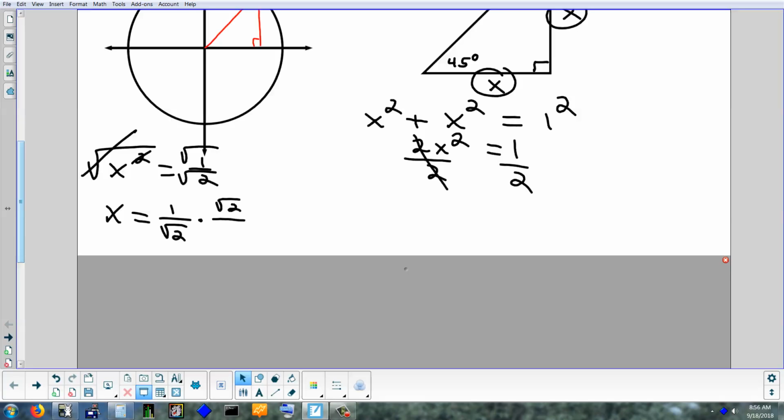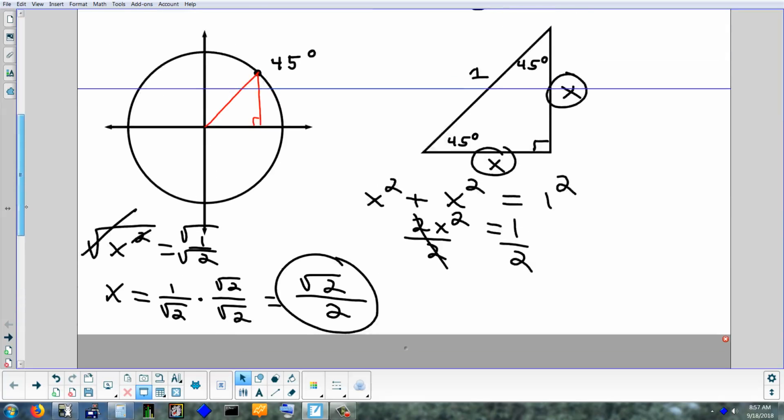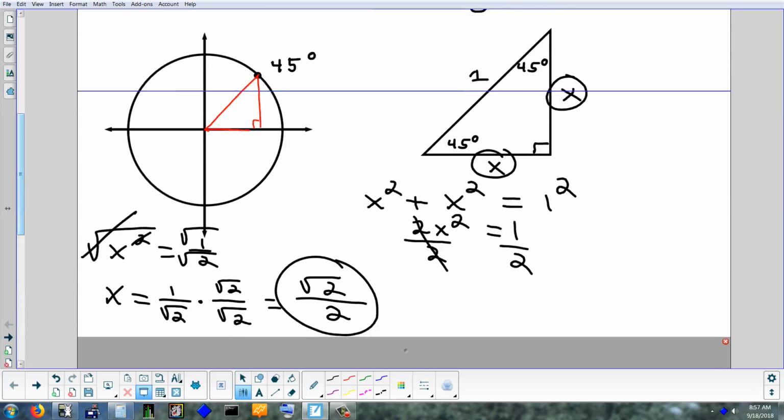Multiply the top and bottom by the square root of 2, and now go straight across. 1 times the square root of 2, divided by square root of 2 times square root of 2 is square root of 4, which is 2. And that's a number we saw a lot yesterday, root 2 over 2. So, now we know that the length of the bottom side, we labeled it as x, but x is the square root of 2 over 2.